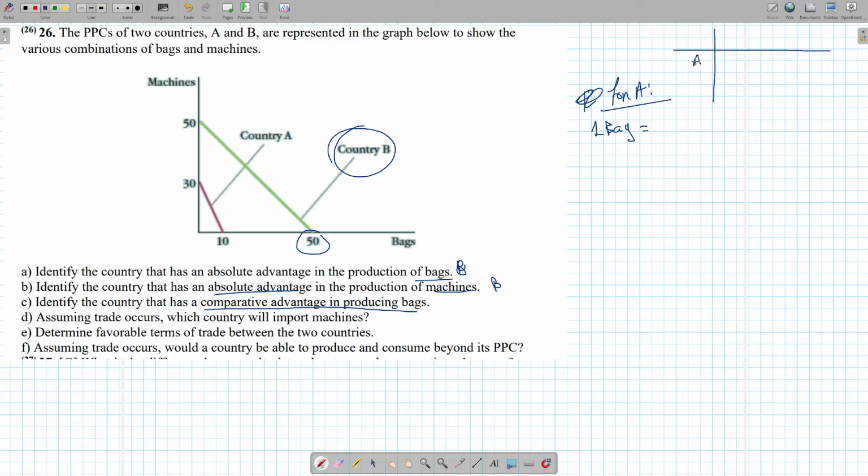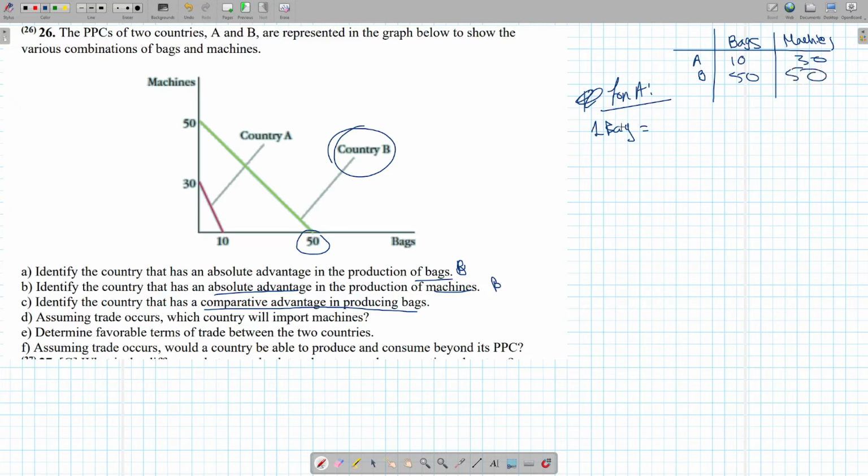Okay, let's do A, B, and then put bags, and then machines, so we can properly see what's going on. You don't have to, but it's a nice step to do. So for country A, he has 10 bags or 30 machines. Country B has 50 bags or 50 machines.